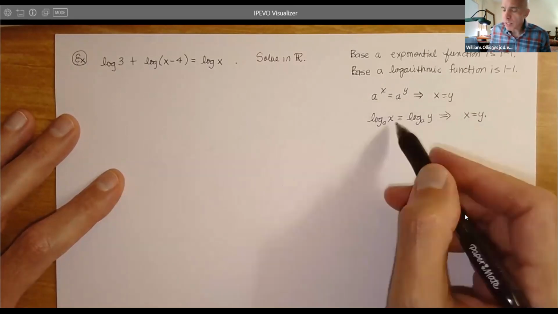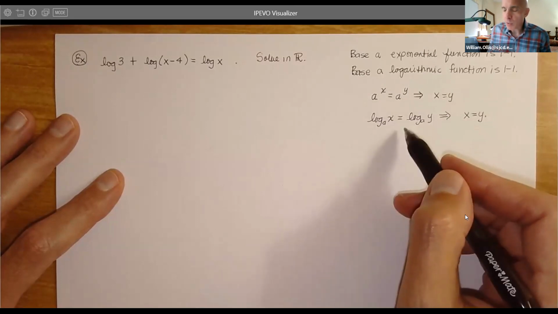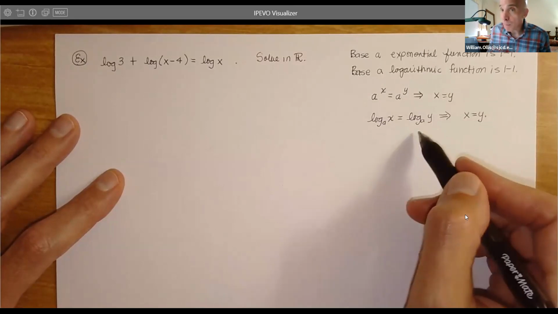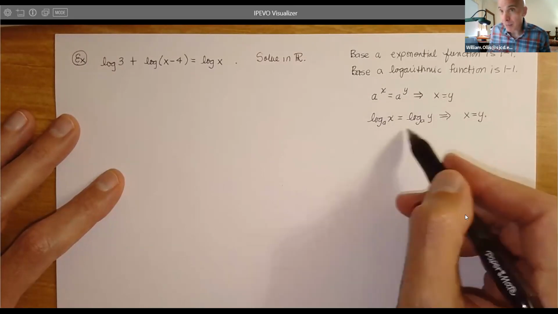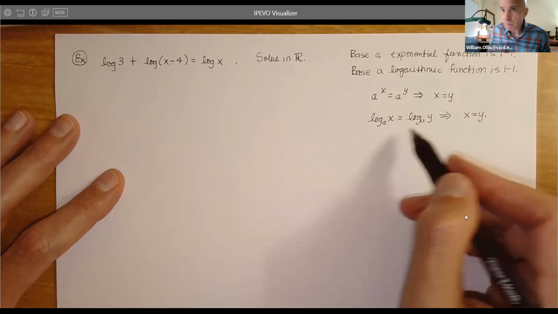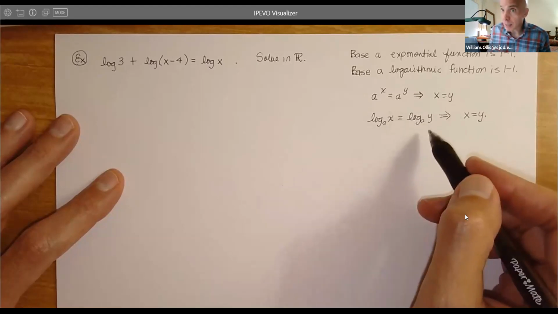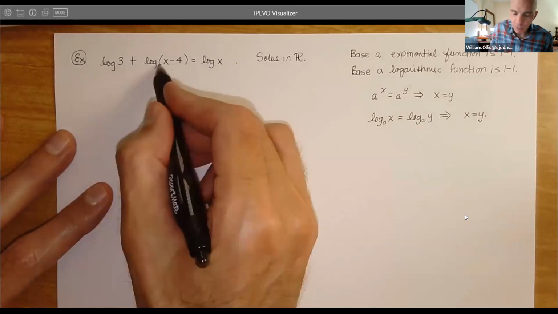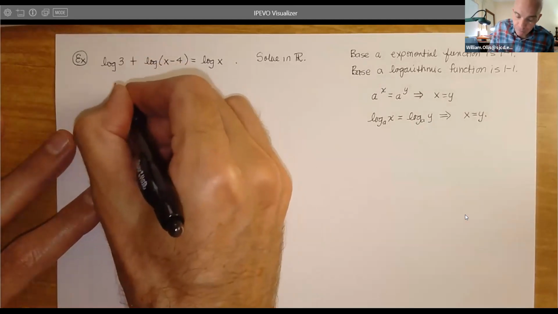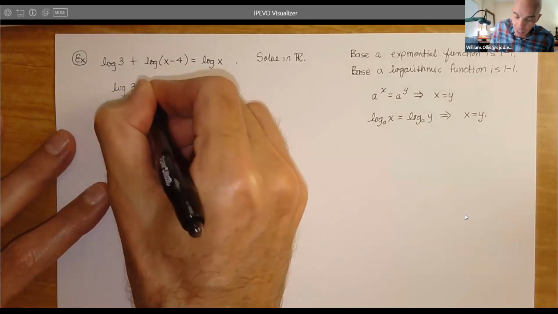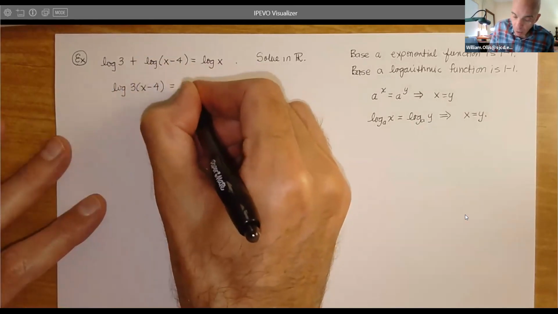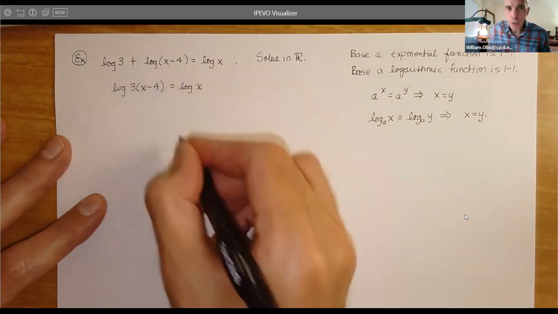So we don't want to necessarily combine logarithms if we have a logarithm that equals another logarithm, as long as the bases are the same. That's really important. Different bases, we have to change the base then. So now, notice we can combine bases. We have the sum of logs. So log of 3 times (x minus 4) equals log of x.